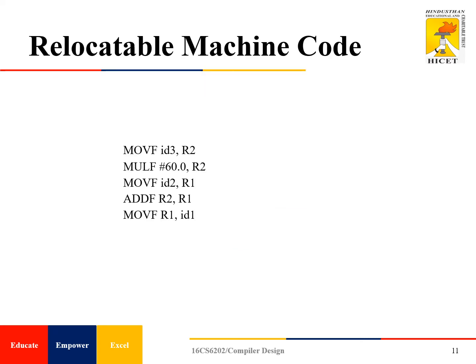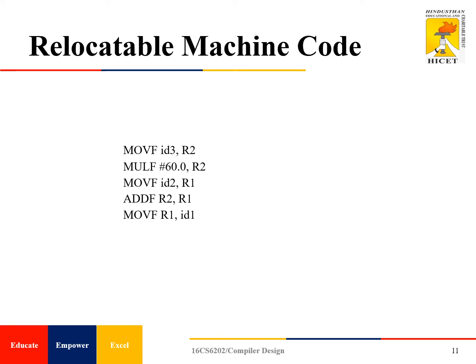Another basic terminology used in compiler design is relocatable machine code. What is relocatable machine code? Here is an example. MOVF id3, R2. The value of id3 will be stored in R2. MOV: we are going to perform a move operation. F stands for floating point value. This piece of code is called relocatable machine code.